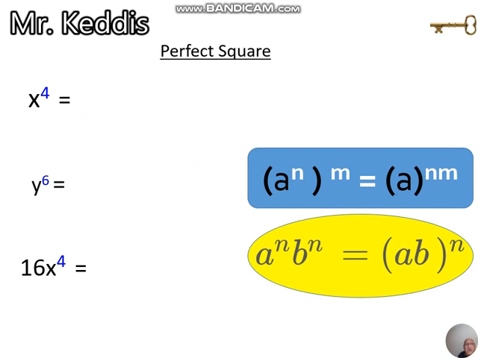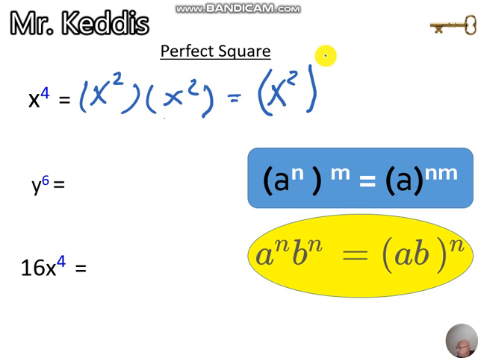X raised to the power of 4 means x squared times x squared. And x squared times x squared means (x squared) quantity squared. According to this rule, if you have a raised to the power of n, quantity raised to the power of m, I multiply m times n. I mean a raised to the power of m times n. Means 2 times 2 is 4.